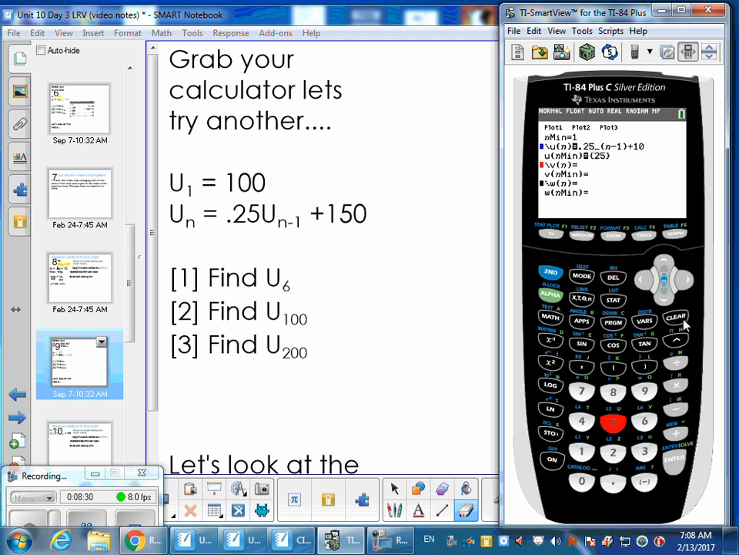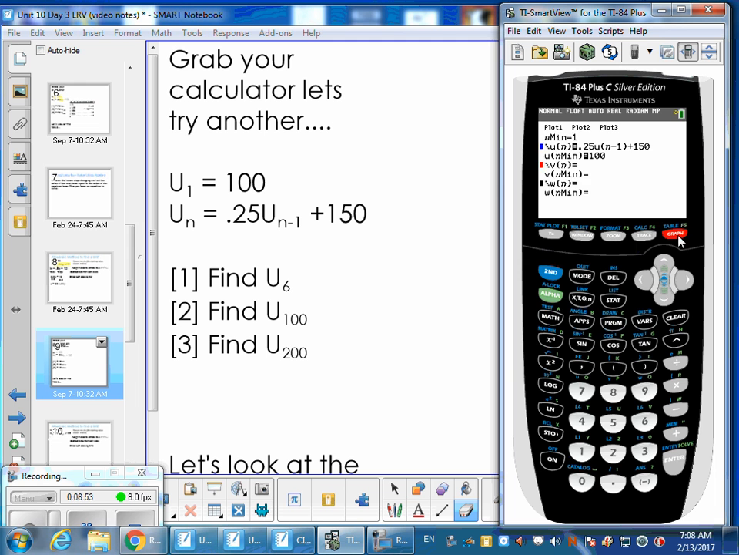And if you've forgotten, or accidentally deleted it, I'll show you how to do it again. Second 7 gives you the u. Parenthesis, the n is next to alpha, and it needs to be in parentheses. Don't forget to close your parenthesis. And then plus 150. And then don't forget to change the un min, which ours is starting at 100.